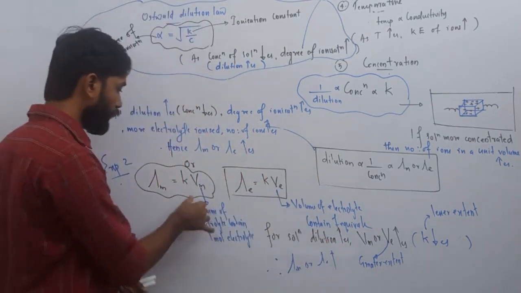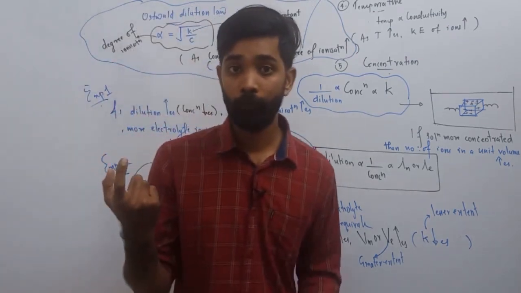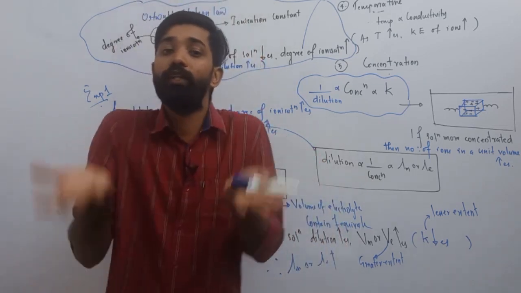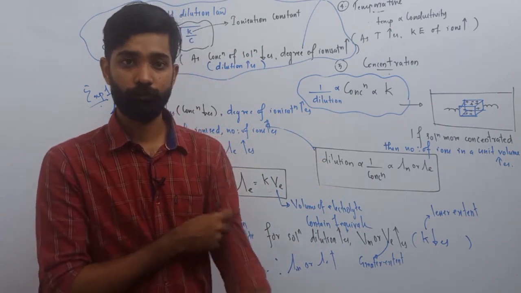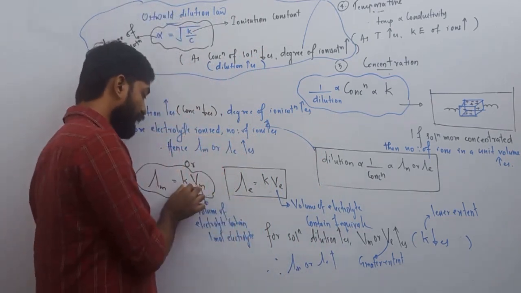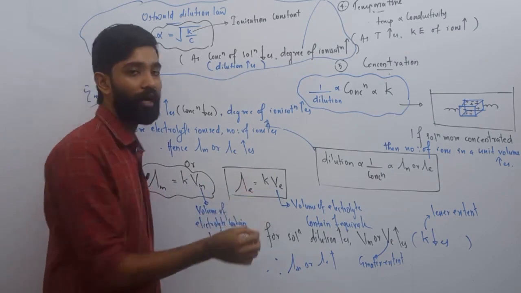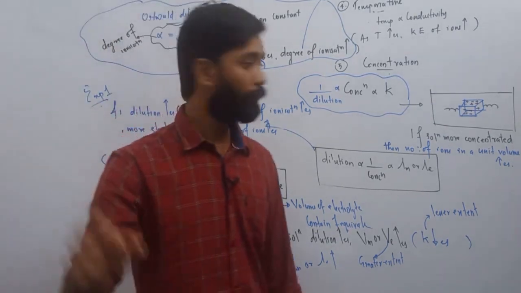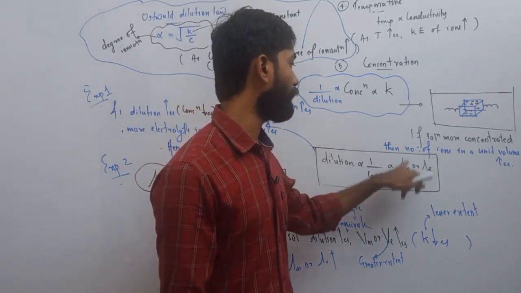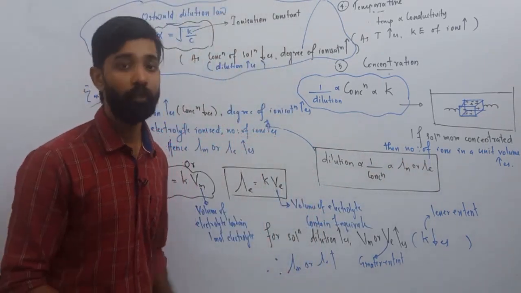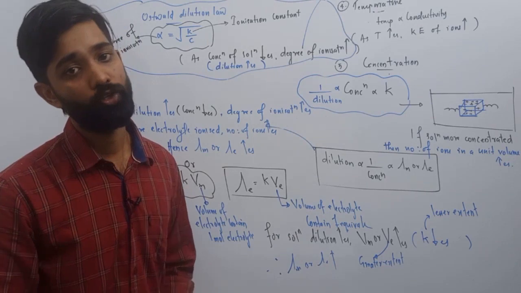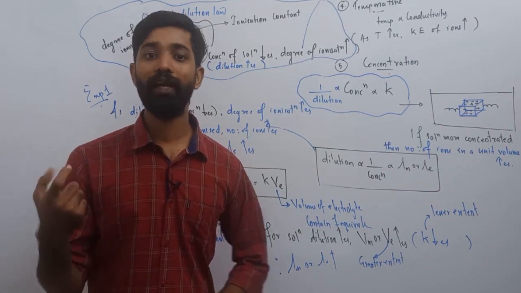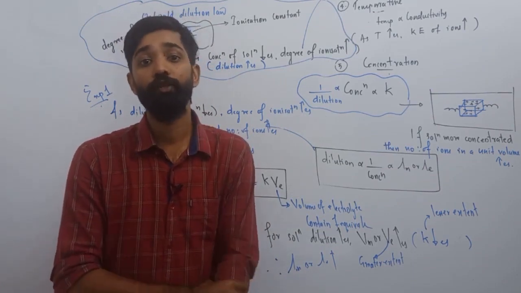Or from the relation itself, as we increase the dilution, Vm or V, the volume of 1 mole or 1 equivalent of electrolyte, will increase to a high value. But the relative decrease of kappa will be negligible. So the net result will be an increase of lambda m or lambda e. So as dilution increases, lambda m increases. The proportionality of dilution and lambda m is direct, but the proportionality of dilution and kappa is inverse. These are all factors which depend on the conductivity.